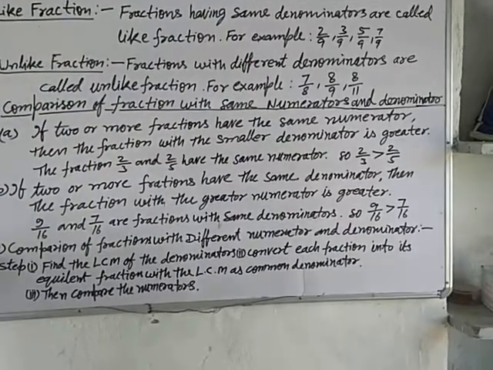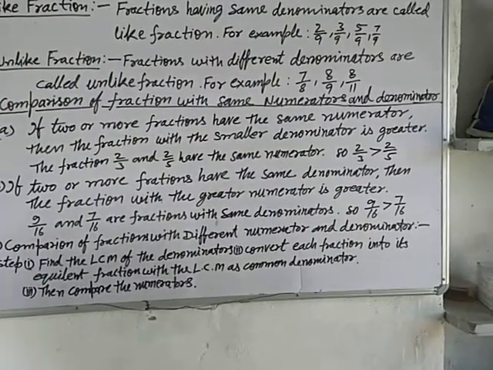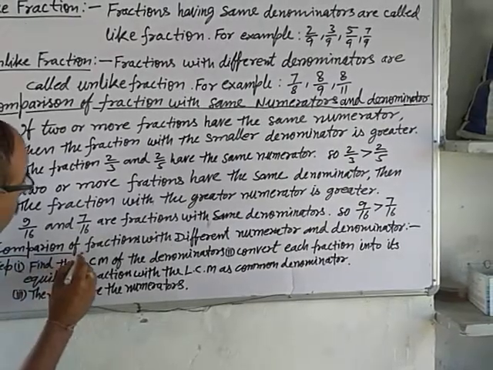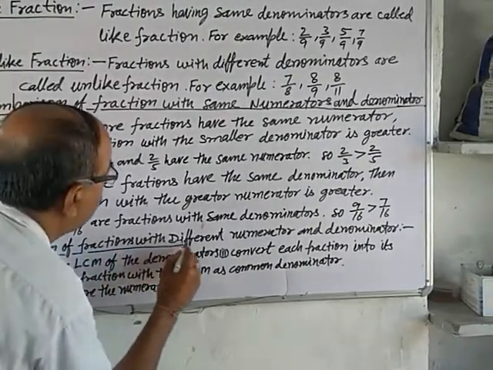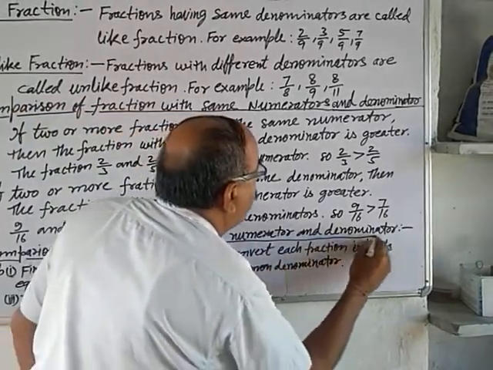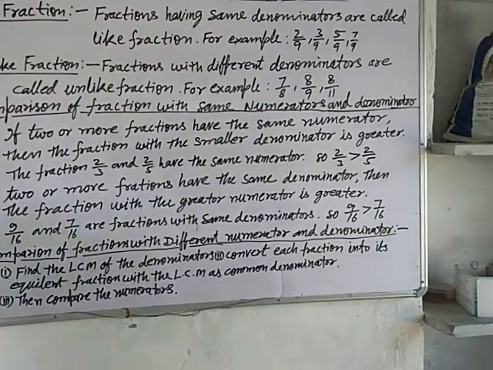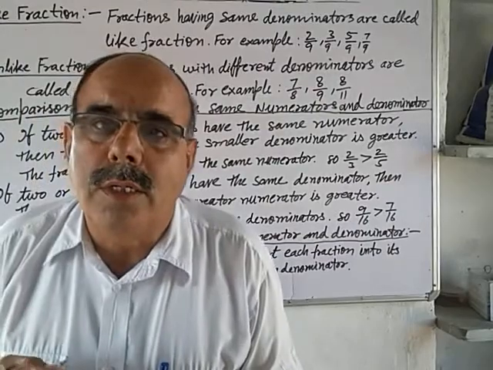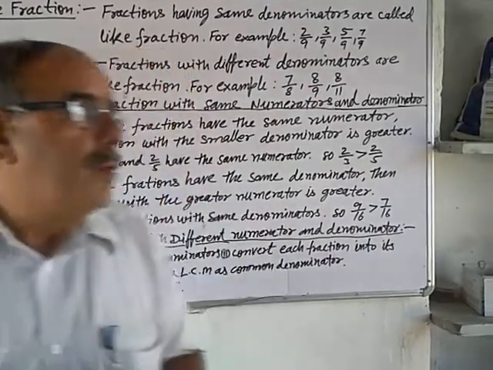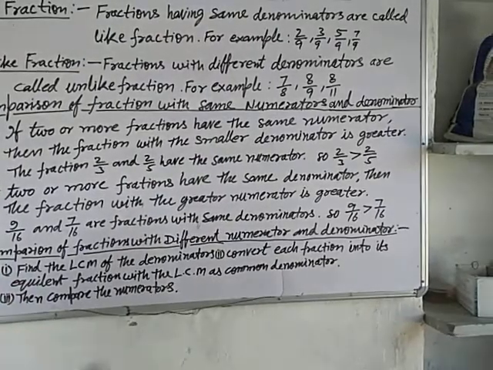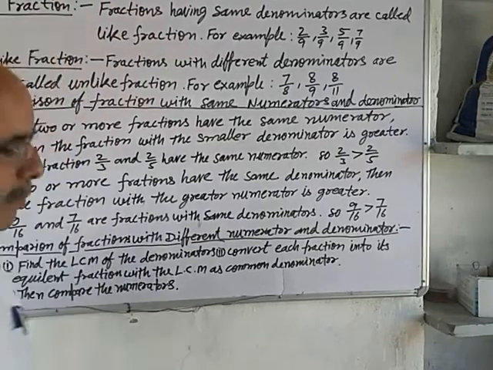And the fourth condition, comparison of fractions with different numerators and denominators. If fractions have different numerators and different denominators, then what is the way to compare them with each other? There are some steps to solve the problem.